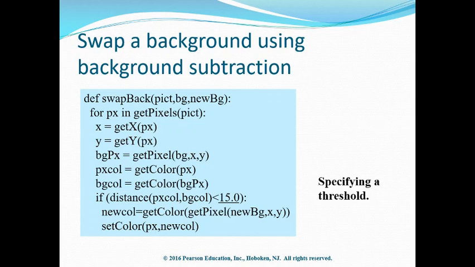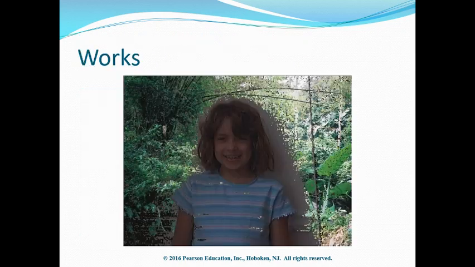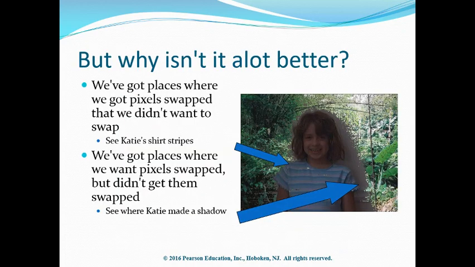I have a function called swap background, goes through all the pixels in a picture, and it gets the pixel from the background at x and y. It gets the color from the pixel, and then if the distance between the pixel and the background color is less than 15, we get a new color, and we set the color. So that is called a threshold, and we can see that that works. So there's our picture of Katie on a different background.